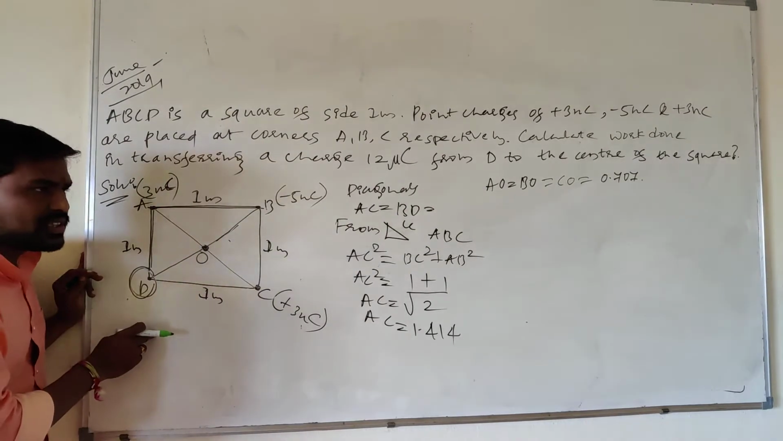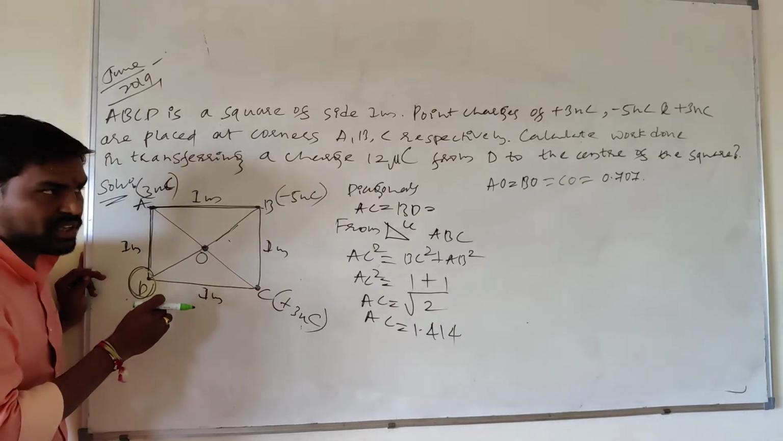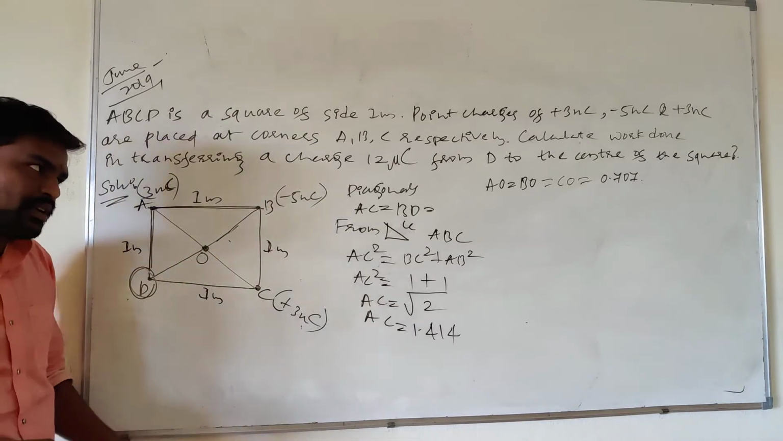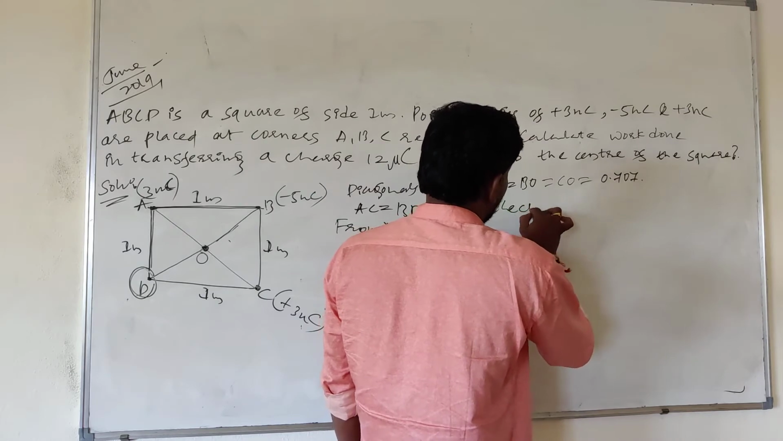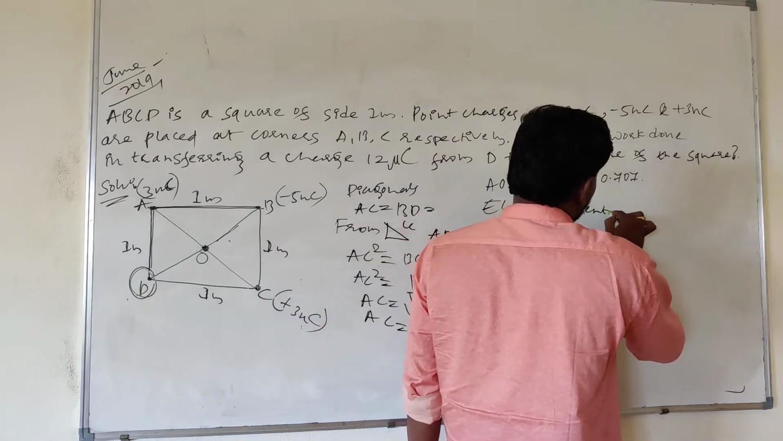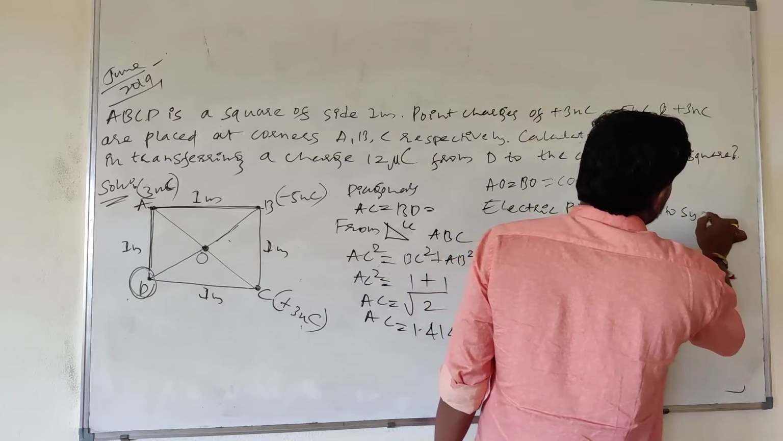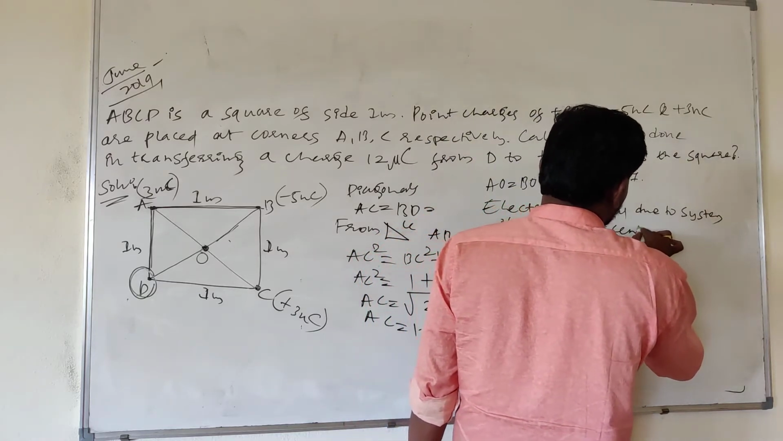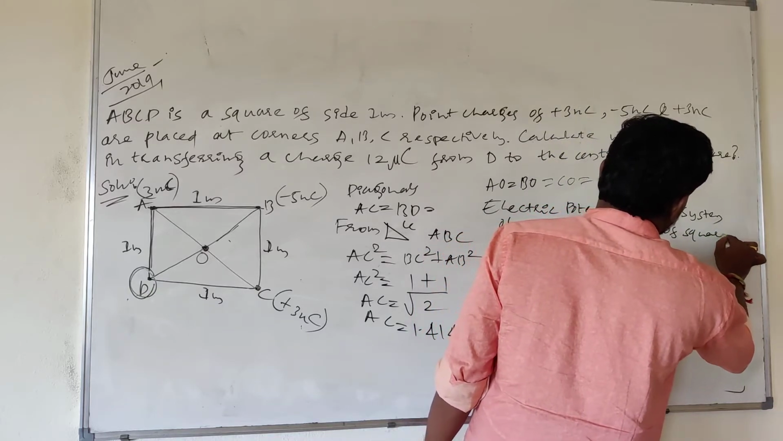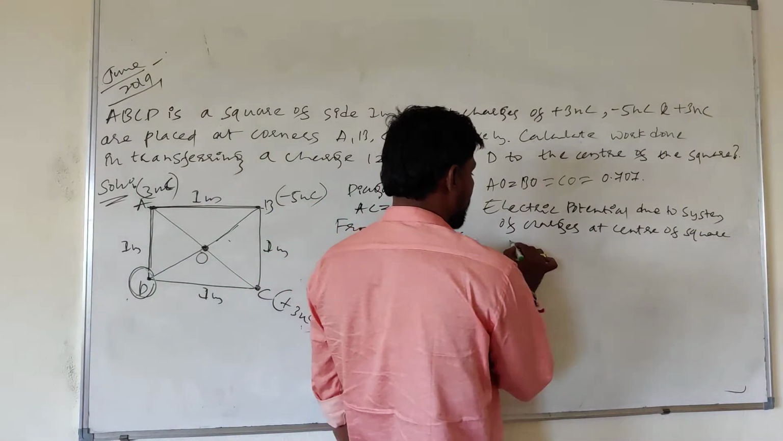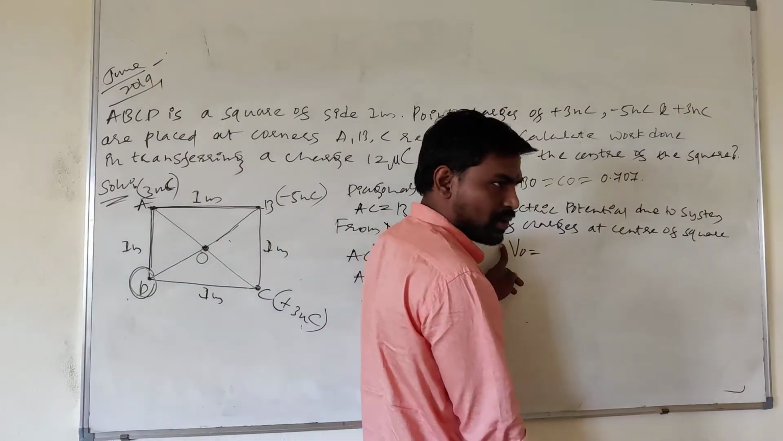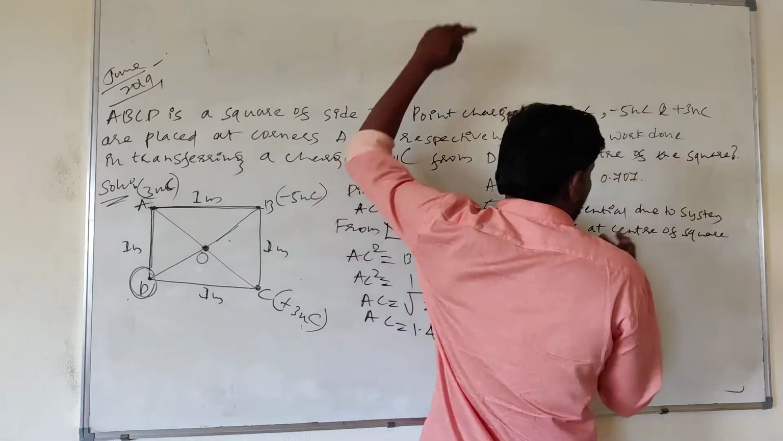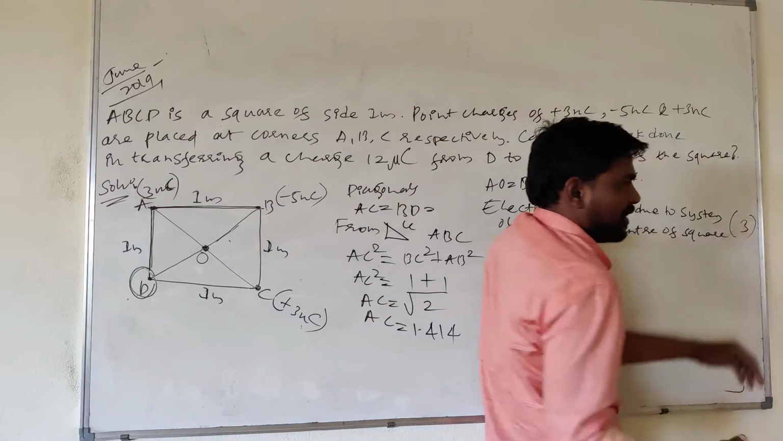Potential. If one charge is there, we say one charge potential; more than one means a system of charges potential. So here, electric potential due to a system of charges at the center of the square. I'm going to take V0 is equal to... so V means potential, O means the center. So V0 is equal to... system of charges means we know how many charges there are: 3 charges.